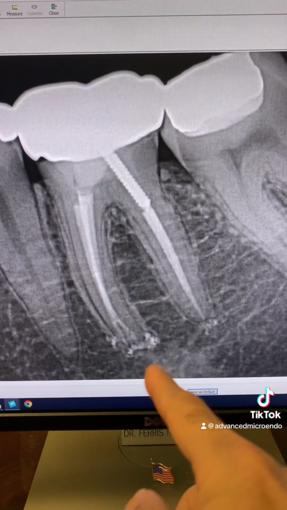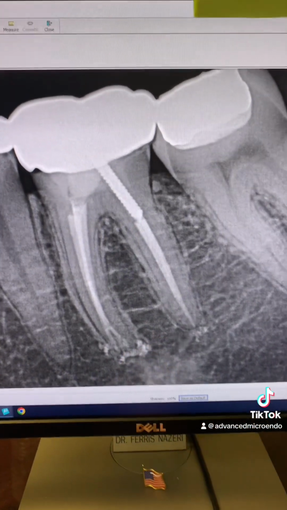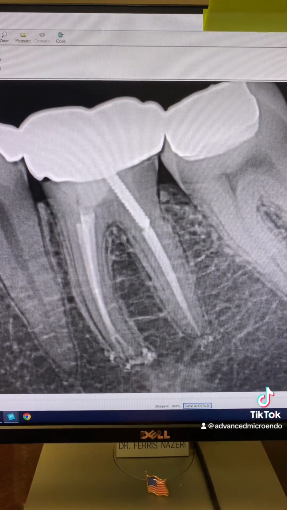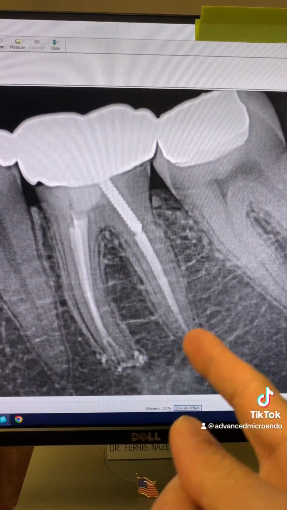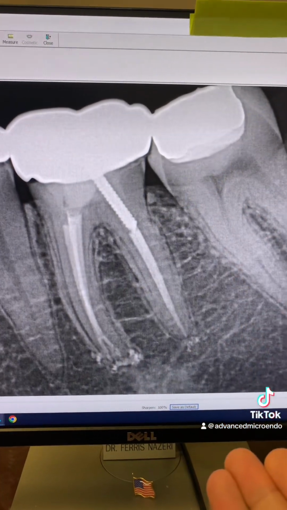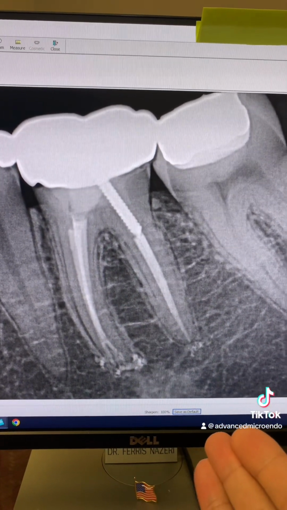Another, by the way, example of the fact that sealer extrusion doesn't cause endodontic failure. As you can see right here, there was some sealer extrusion when I redid the root canal, and no endodontic failure. The endodontic retreatment did not fail. There you go.